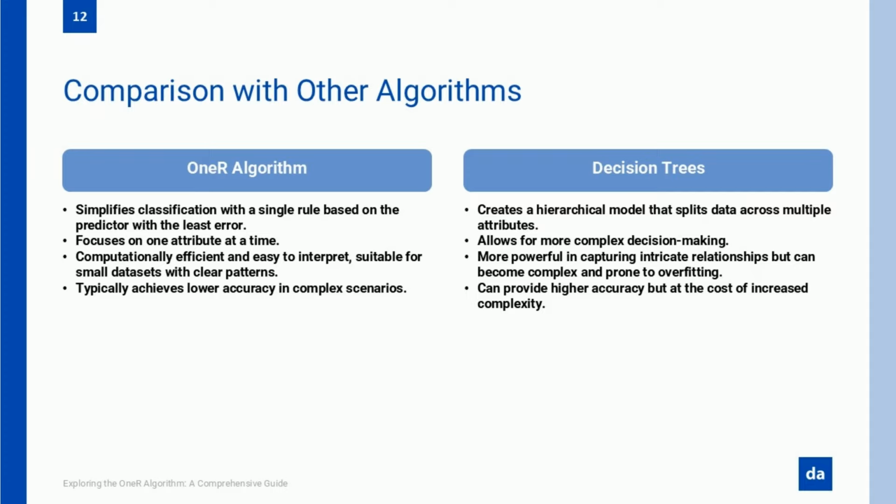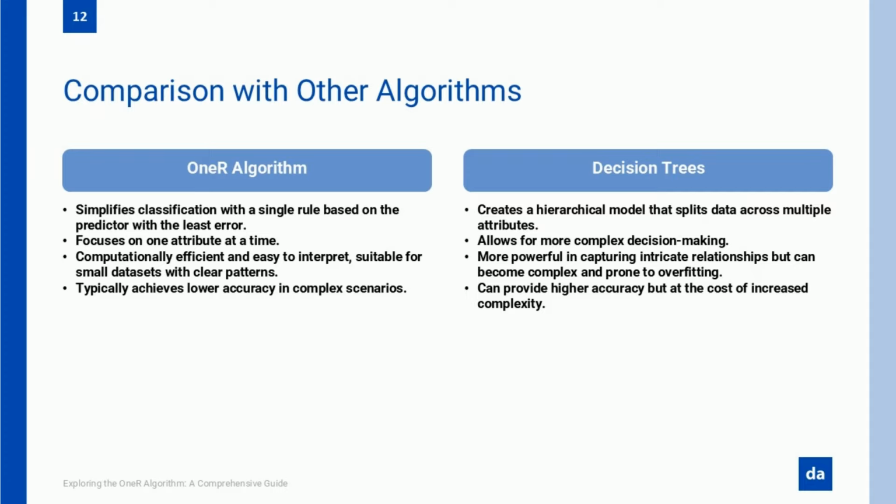Decision trees, on the other hand, break data into multiple layers of decisions, allowing for more complex decision-making. A decision tree evaluates multiple predictors at each stage, splitting the dataset into smaller and smaller groups based on the most informative features. This allows it to capture intricate patterns that OneR might miss. However, with increased complexity comes a downside.